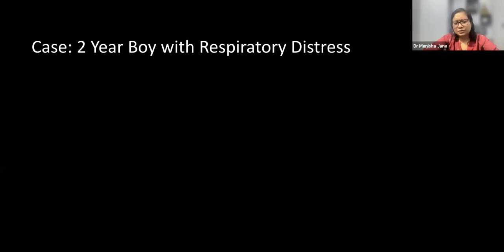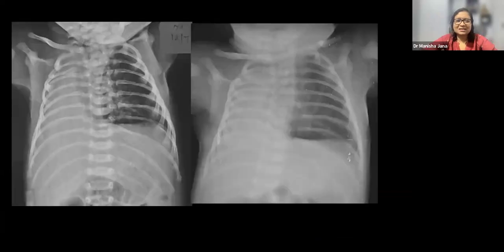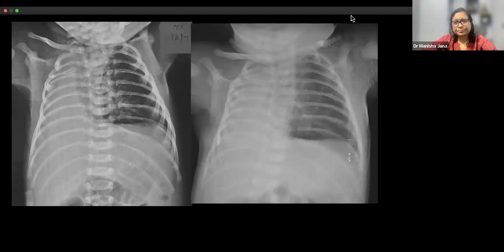Now, a few cases. I have around 10-15 minutes left, so I'll quickly run through a few cases. This is a small boy with respiratory distress. We cannot do without an X-ray, that is the commonest investigation that we are going to get.